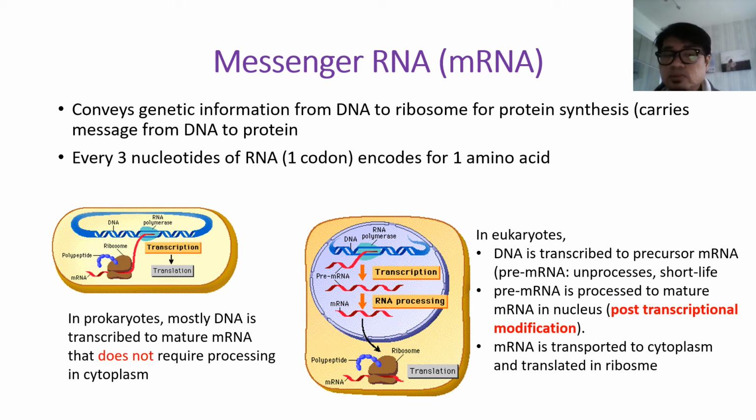In prokaryotes, DNA is mostly transcribed to mature mRNA that does not require processing in the cytoplasm, but it is different in eukaryotes, whereby the DNA is transcribed into pre-mRNA, or unprocessed mRNA. The pre-mRNA is processed to mature mRNA by post-transcriptional modification. By this process, the mRNA produced will be modified to make it more useful, to cater to the protein required.